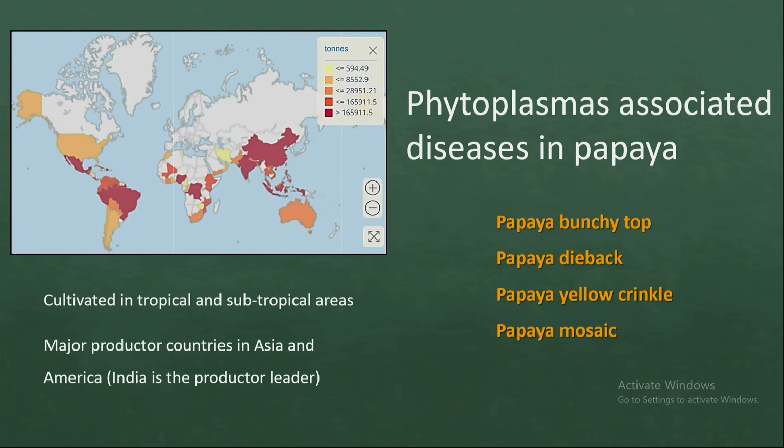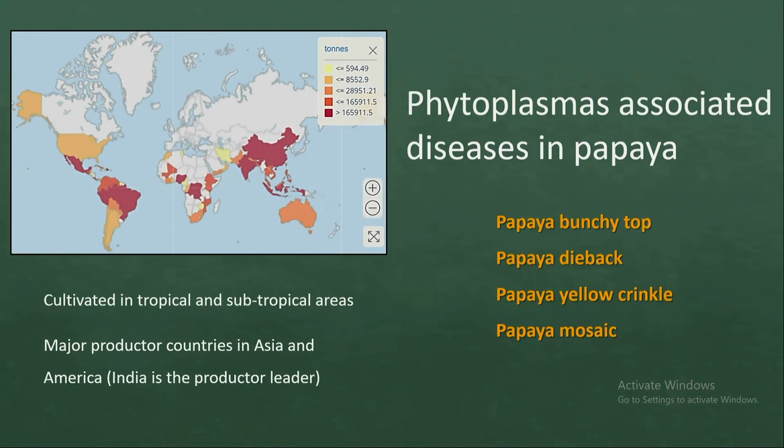So papaya is a very popular fruit tree that is widely cultivated in tropical and subtropical areas around the world, and the major producer countries are located in Asia and America. Unfortunately, papaya is affected by several diseases that have been associated with phytoplasma presence. These diseases are named differently based on the severity and peculiarity of symptoms, distribution, and the type of phytoplasma detected in papaya plants. Some examples of these names are papaya bunchy top, papaya dieback, yellow crinkle, and mosaic.